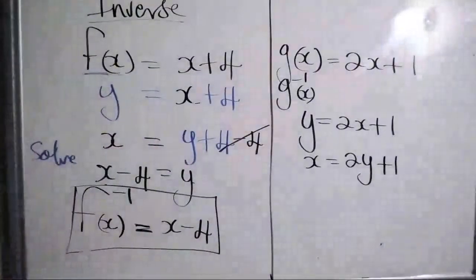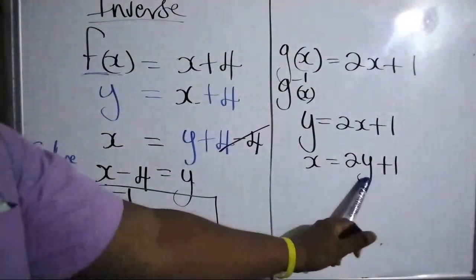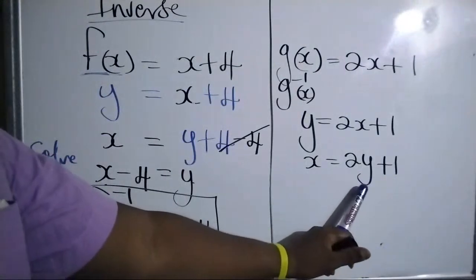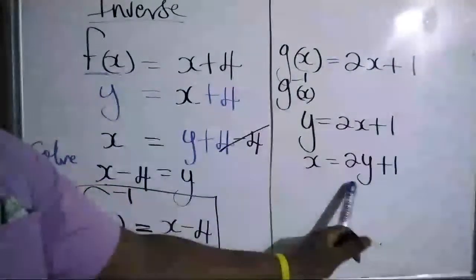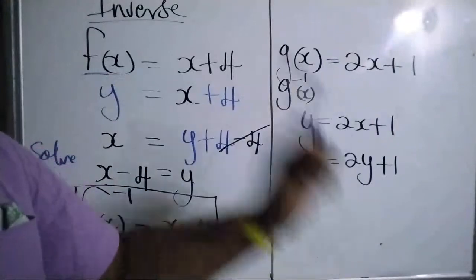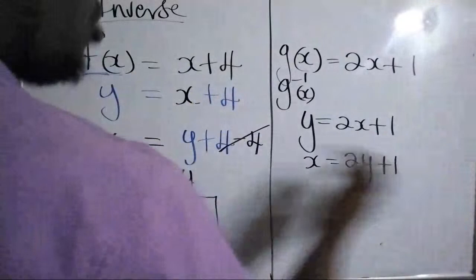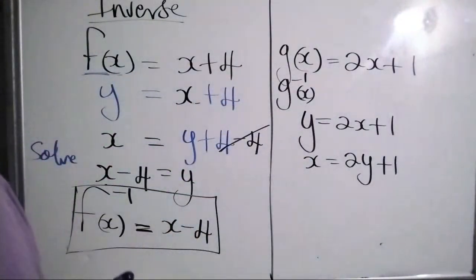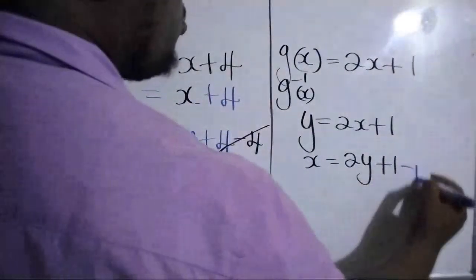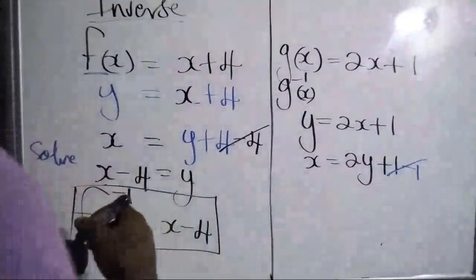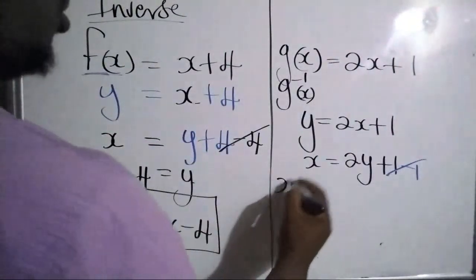Alright? So now, we have to solve for y. If you look closely, we need to get rid of the plus 1 and the 2 times y, to get y by itself. So we have 2y plus 1. So what's the inverse of plus 1? Minus 1. So we subtract 1 first. Anything you do to one side, you do to both sides.